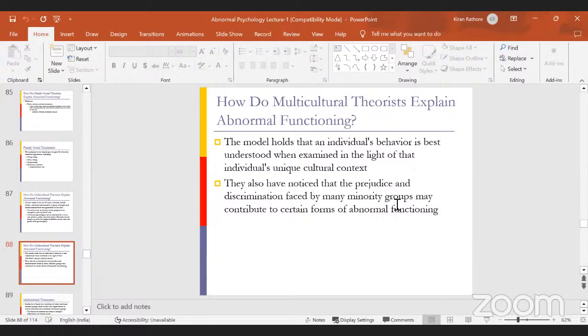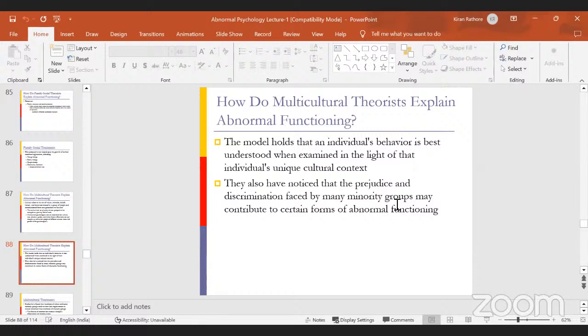This is what I covered yesterday also. So the type of culture you come from, if a particular behavior is normal in that particular culture, then you cannot label it as abnormal. Okay, and if a person faces a lot of discrimination, prejudice in that culture, then the person will be much more prone to suffer mental illnesses.